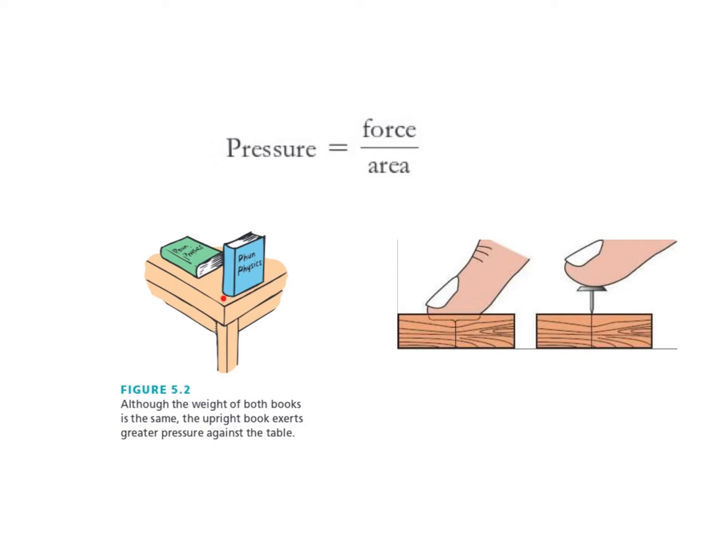You can see that this guy takes up much less area than that guy, and so the force is concentrated over a smaller area. If you divide by a smaller number, the pressure goes up. So even though these have the same weight, this guy, the blue one, is going to exert a much bigger pressure.